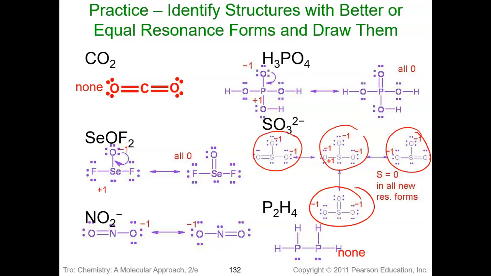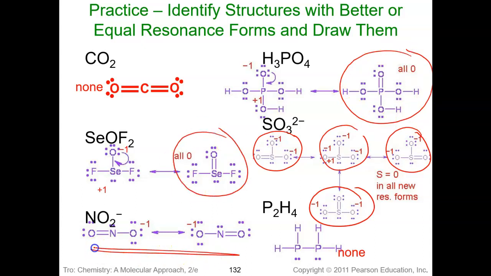Here's the one that we just drew, and here's the one we just drew. We did this one earlier. This one, if everybody has 0, there's nowhere to go, right? If everybody already has 0, there's no resonance if everyone has 0 on their formal charges. Okay.